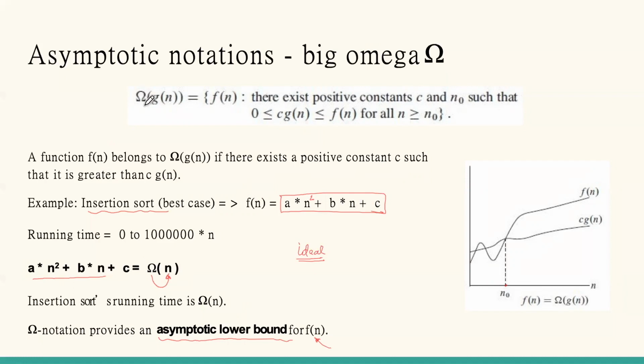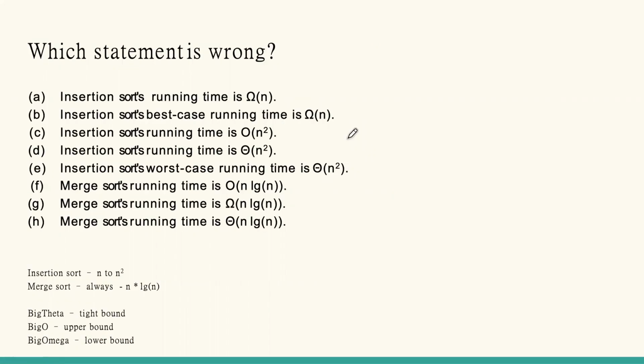We say that a function's running time is big omega of g(n) if there exist positive constants c and n naught, such that the function is greater than c times g(n) for all n more than n naught. So this concludes the various asymptotic notations, the big O, the big theta, and the big omega that we just discussed. Now let's look at some examples to clarify our understanding of big omega, big theta, and big O.